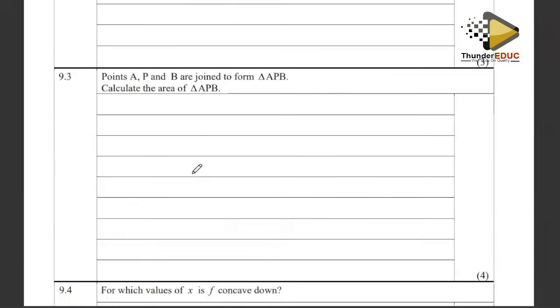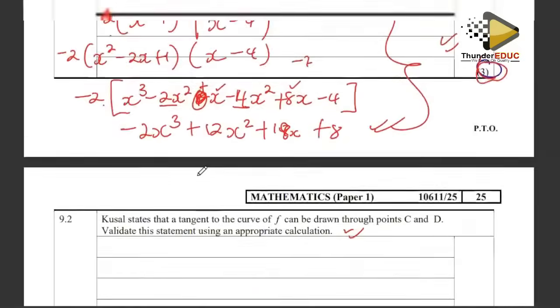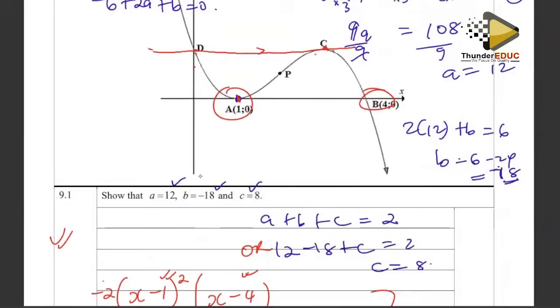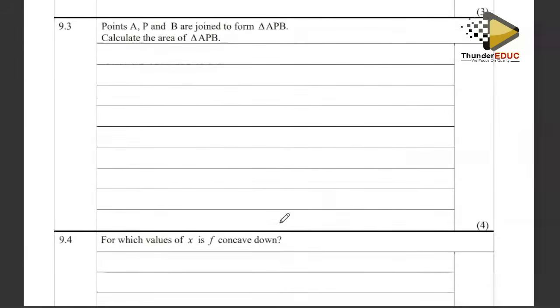Okay, so that is 9.3. A, P, B are joined from this triangle. And then they want us to get the area of A, P, B. Okay, so if I'm to draw that triangle, saying A, P, and B. So meaning that I need to get my base, which is gonna be like 3 units, because 1 and 4 is 3 units. Only thing I need to get is this height, which height will be obtained from the point of inflection. So let's get the first derivative and the second derivative.